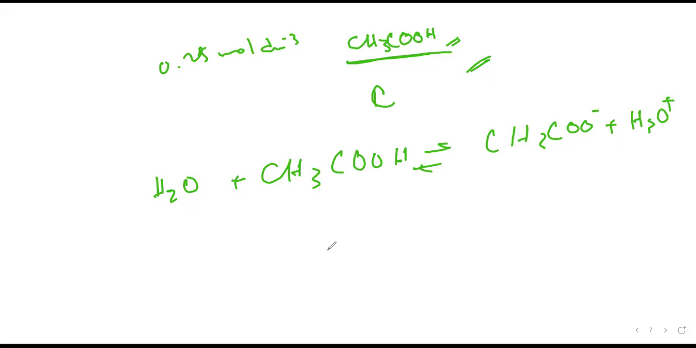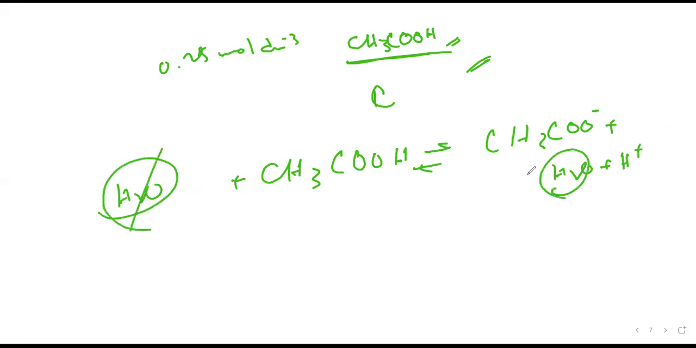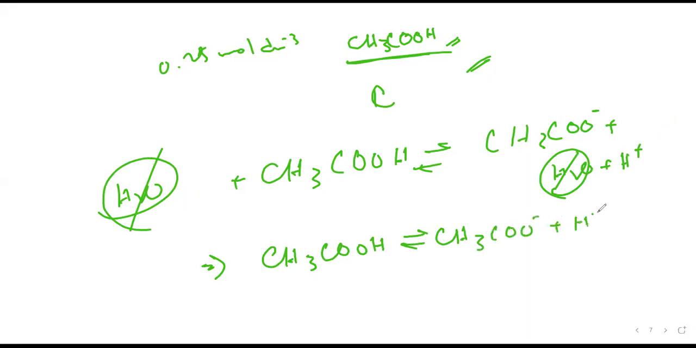So if we write the Ka value, before writing this, we can break this down: H2O plus H2O plus H plus. We can see this is the spectator, so we can cancel that out. And what we will be left with is CH3COOH and CH3COO minus plus H plus.